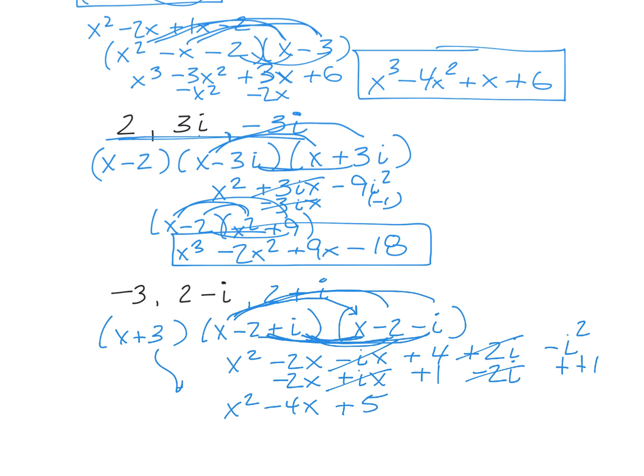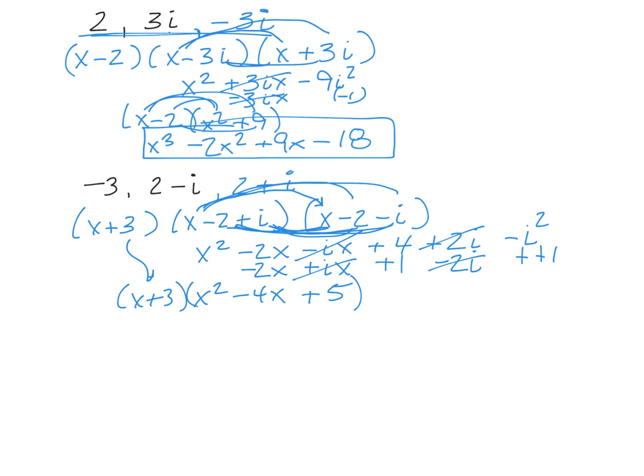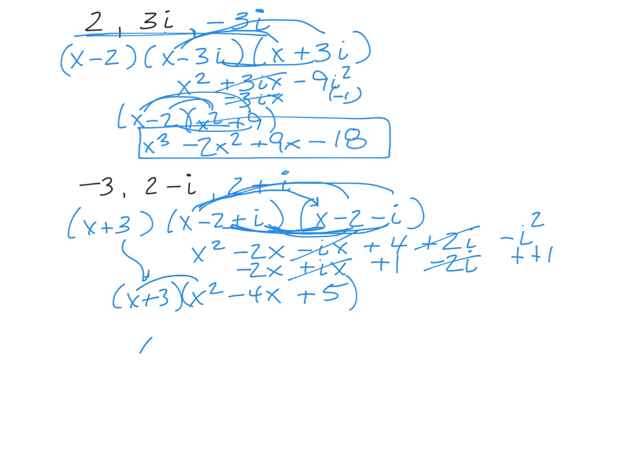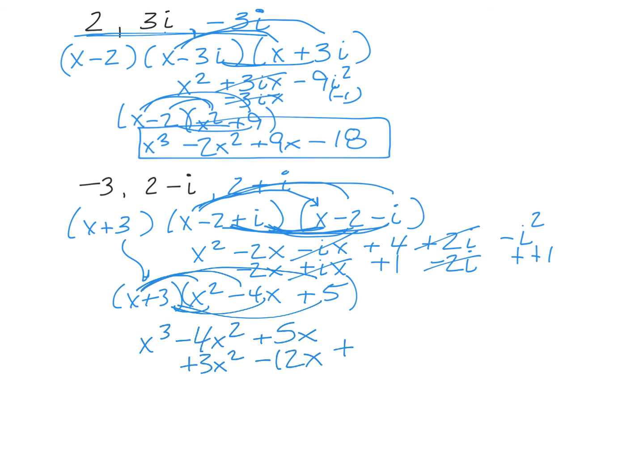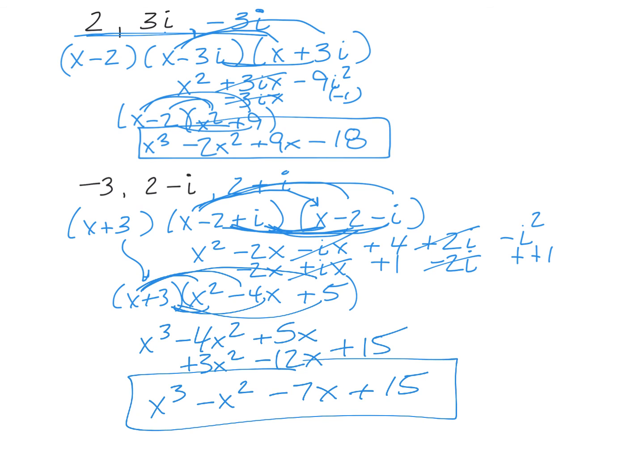I'd have to bring this down, and I'd still need to multiply this through. So distributing this x, I'd have x cubed minus 4x squared plus 5x, and I'd have 3x squared minus 12x plus 15. Combine those like terms, and this would be the cubic equation that would have these three zeros.